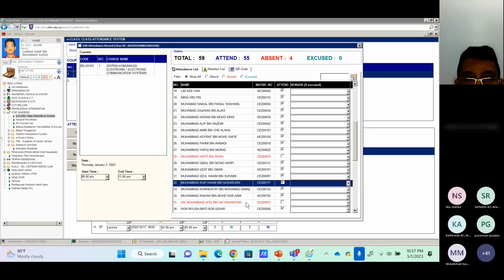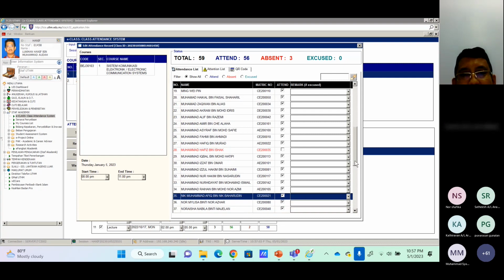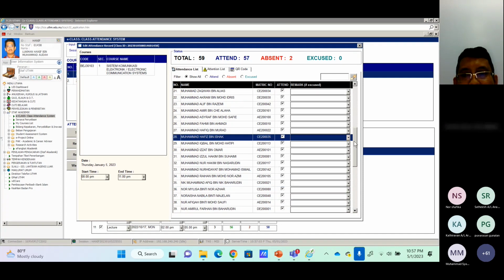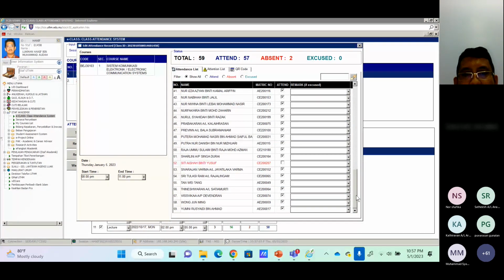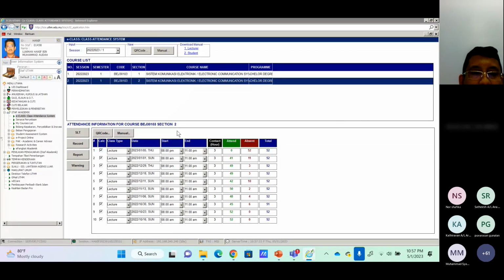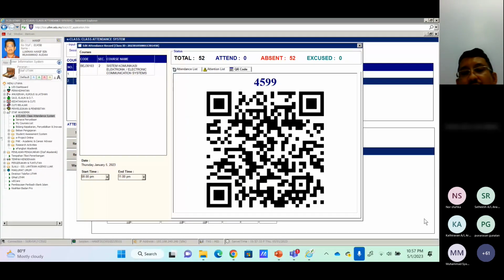Any more? Afiq. Muhammad Afiq. Okay. Muhammad Hafiz bin Isa. Okay, done. Any more? Okay. So now section 2, so we go to section 2. Okay, section 2 you can scan.